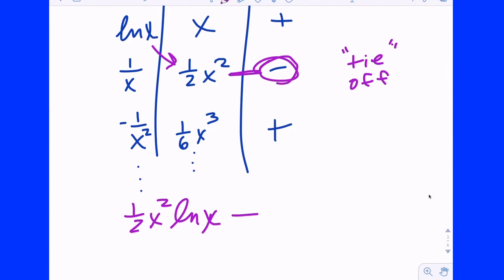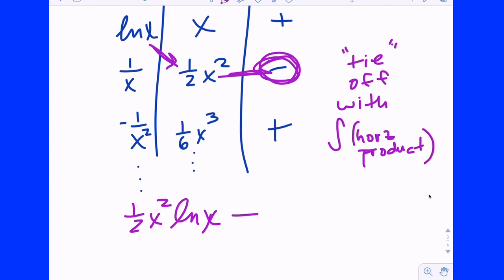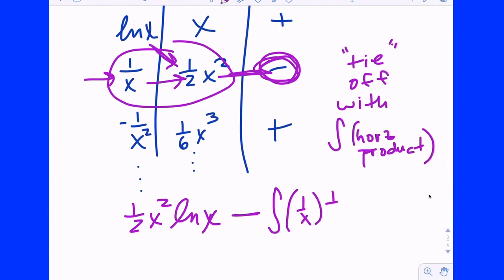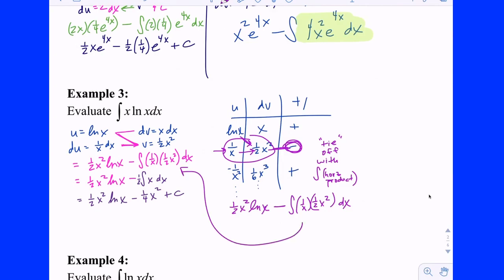Well, once you finish that first diagonal product, pick up the sign of the next term, and you tie off with an integral of your horizontal product. Okay, you've got to tie it off with the integral of your horizontal product. So here's the minus, put the integral. Now on your next line, instead of going diagonally, you have to go straight across. There is your horizontal product. So it would be 1/x times 1/2 x squared, dx. And of course, that is the same thing we had right there when we did the Zorro method.